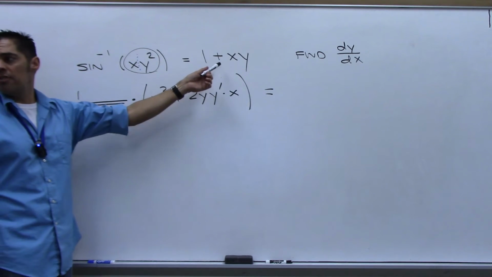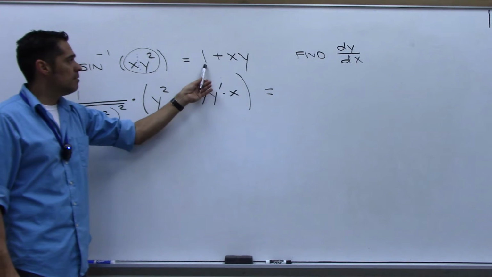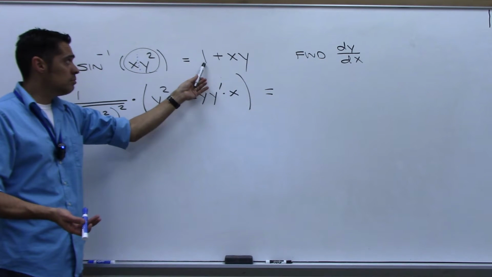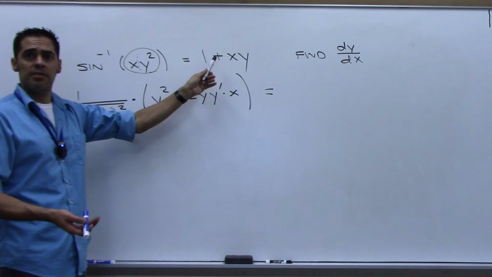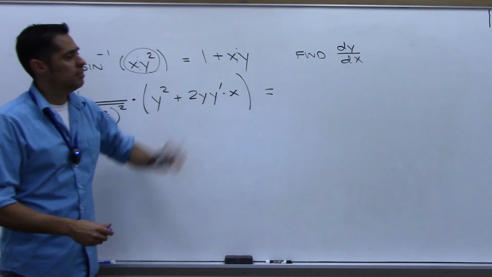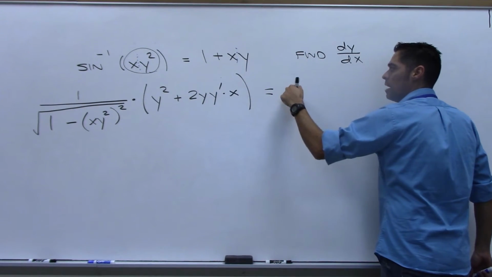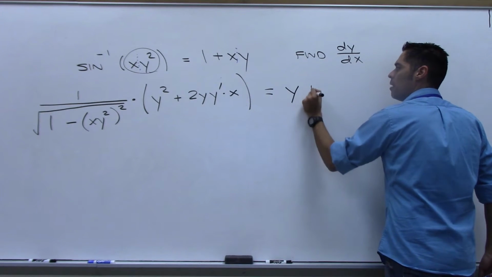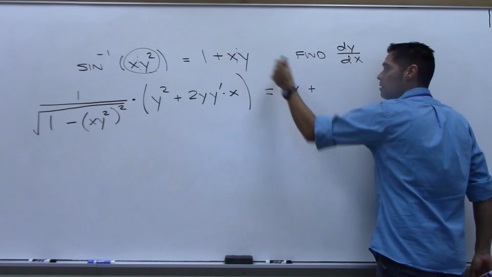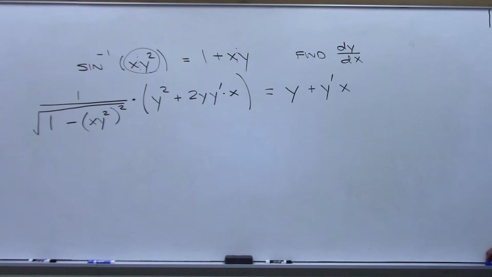Now, the right side. We have addition separating two terms, so we can do each derivative separately. Derivative of 1 is 0, right? Plus, what do we need to do here? Another product rule. So the derivative of x, which is 1, times y, plus the derivative of y, y prime, times x. And that would be your derivative.